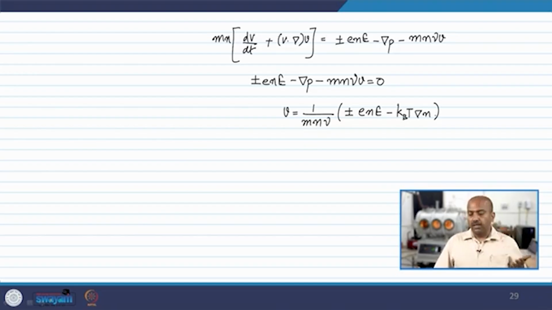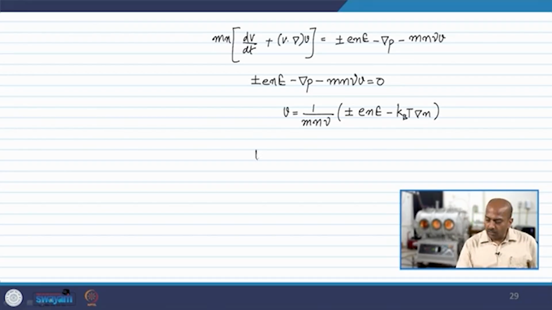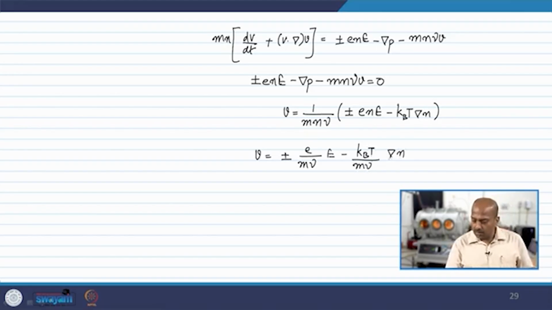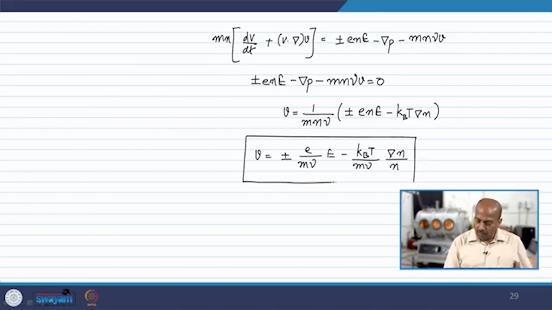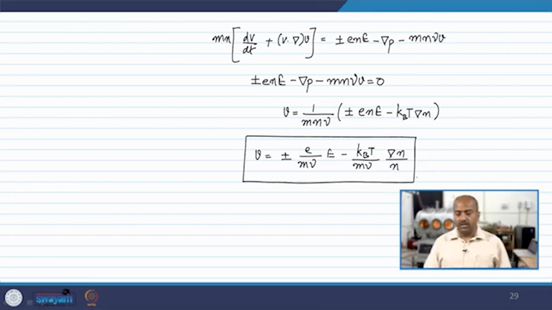So, I have written pressure gradient in terms of density gradient using the ideal gas equation in between. Okay. So, the velocity can further be simplified or arranged as ±e by mν times E − kBT by mν times ∇n. Of course, this is still ambipolar diffusion, but now we have brought in the idea of collisions. So, this can be treated as a velocity which the particles will achieve when there are many number of collisions, right.